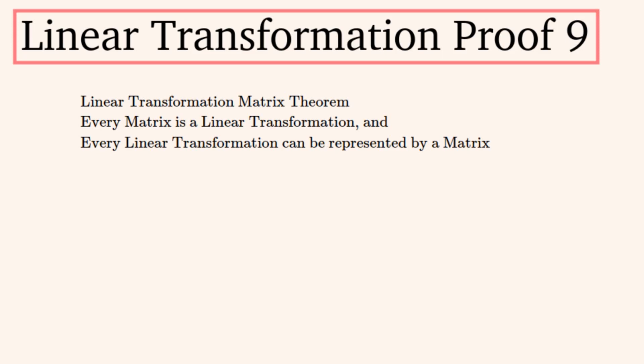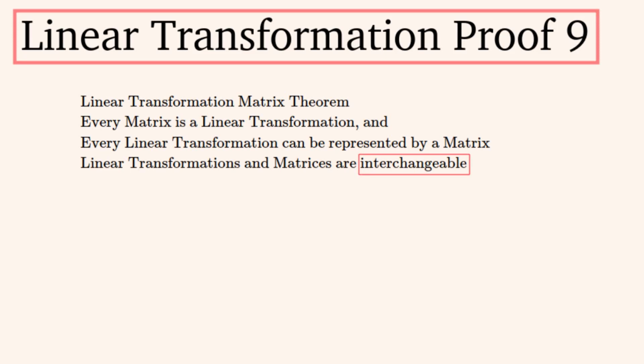In this video we'll prove that linear transformations and matrices are interchangeable, and that means that every matrix is a linear transformation and every linear transformation can be represented by a matrix. This theorem wasn't mentioned in the textbook, but I feel like I can prove it here. And I'd like to mention that these two things are interchangeable again. This means that they are actually the same things, but defined differently.